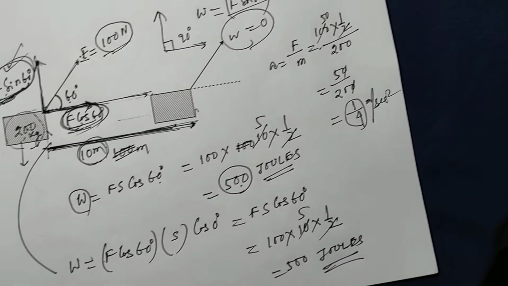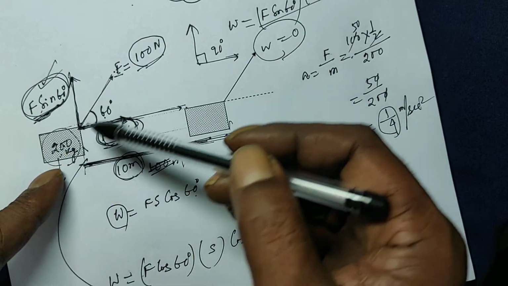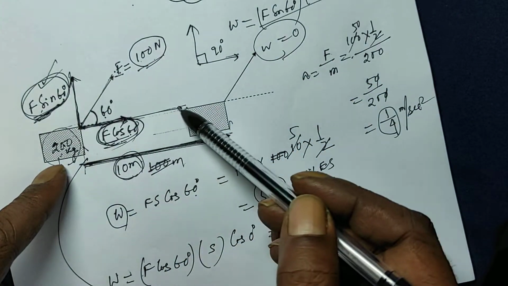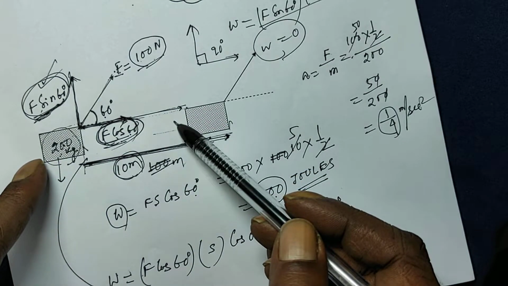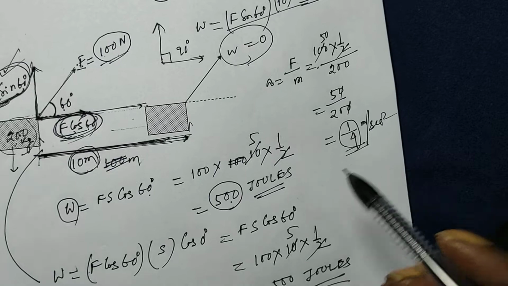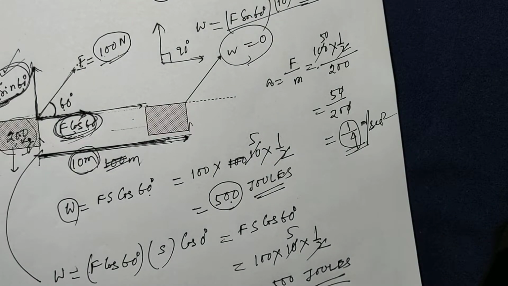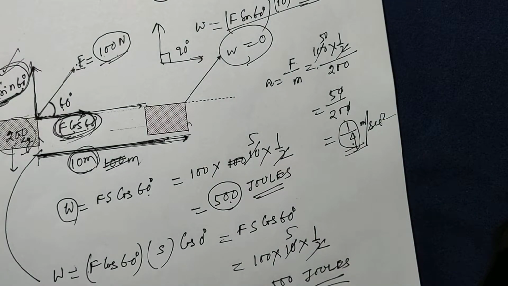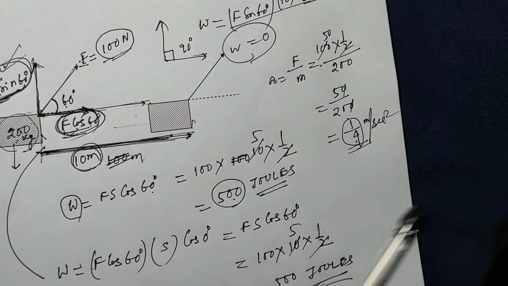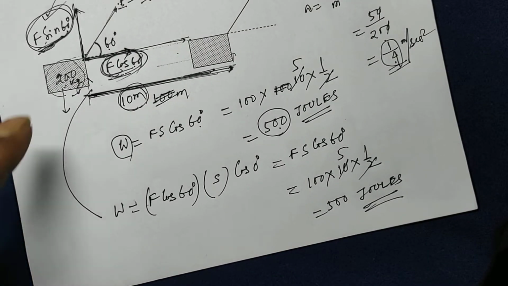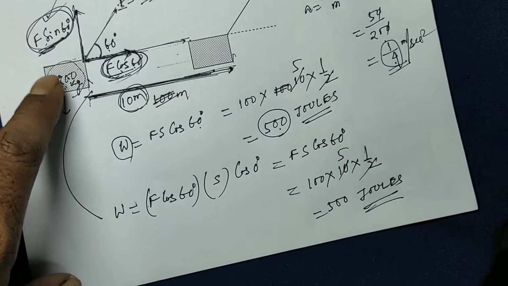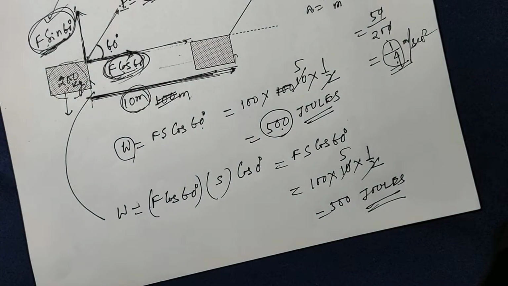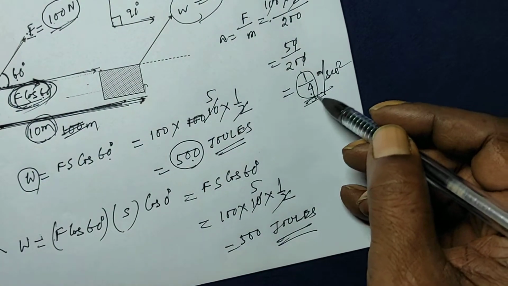So this object, while being acted upon by a force of 100 Newton making an angle of 60 degrees with the horizontal, is moving to this side with this acceleration. Meaning its velocity increases every second by 1/4 meter per second, right? So you can further extend this problem. You can find out what will be its velocity after 5 seconds, what will be its momentum, what will be its kinetic energy, what distance it will cover. All those things you can find out since the acceleration is known.